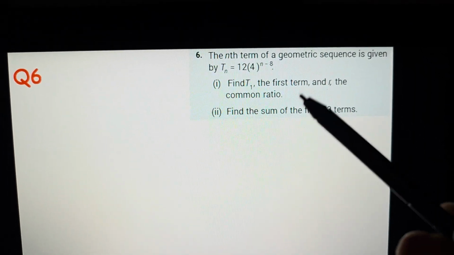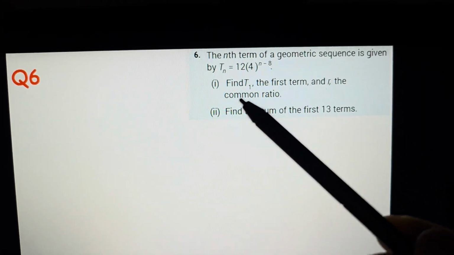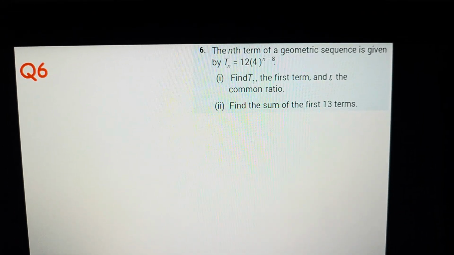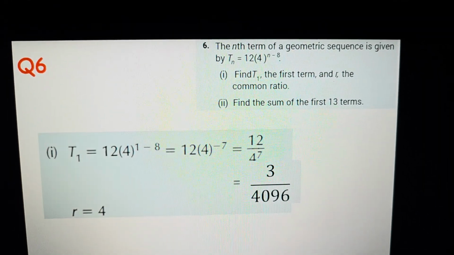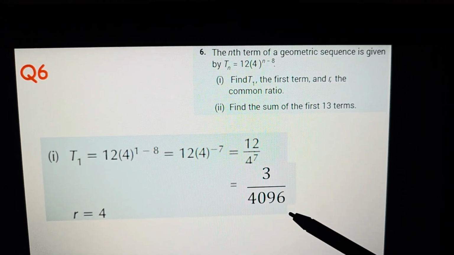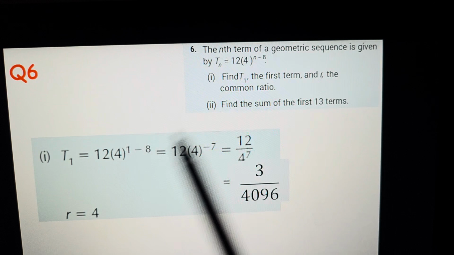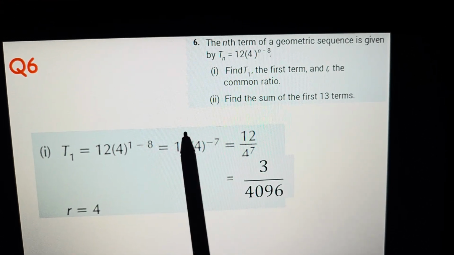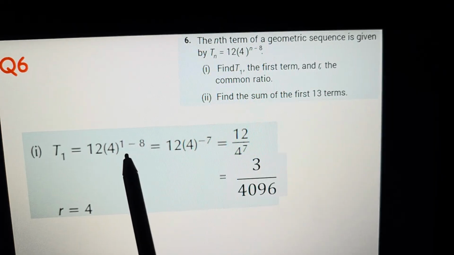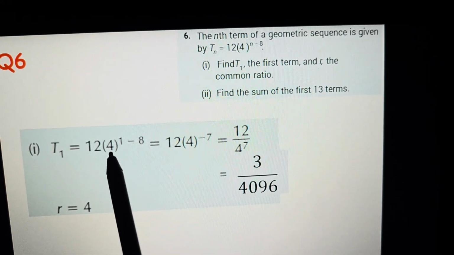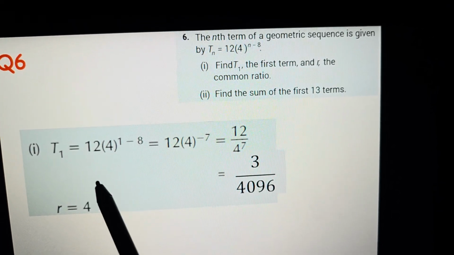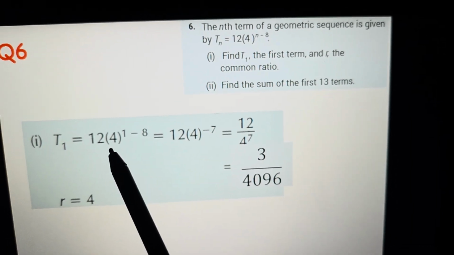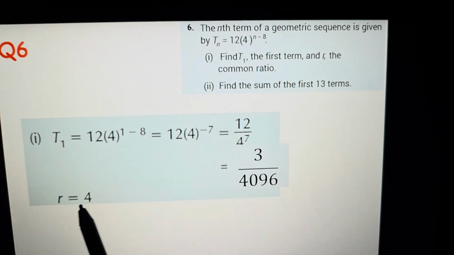Question 6. They give me the T of n formula for a geometric. Find term 1 and find the common ratio. So sub in term 1. Term 1 works out to be 3 all over 4096. Now, to get the common ratio, well, I know based on the T of n formula, it's a bracket r to the power of n minus 1. N happened to be 1. So the common ratio is automatically 4. But if you don't spot that, you could go and get term 2, and then term 2 divided by term 1, and you'll automatically get back a 4. But anyway, my common ratio is 4.